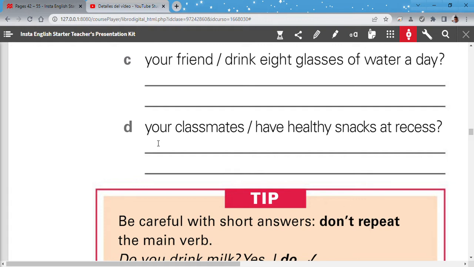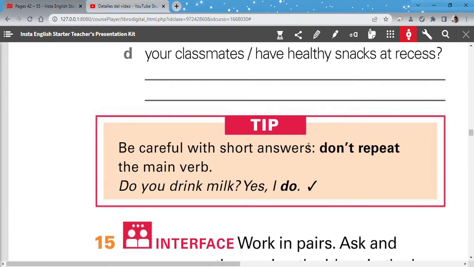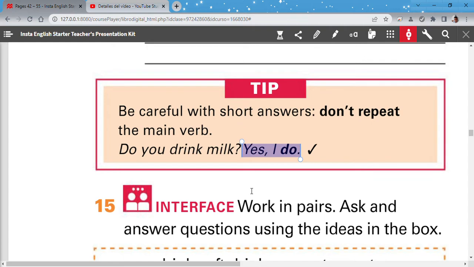Be careful with short answers. Don't repeat the main verb. Do you drink milk? Yes, I do. Some people say, yes, I do drink milk. Yes, I drink milk. No, no, no. It's too much. Yes, I do. No, I don't. Okay? Just that's it.